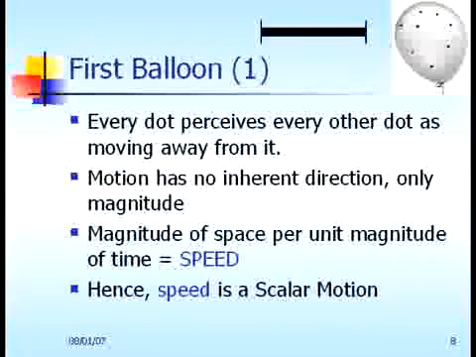Let's just describe the first balloon. Every dot perceives every other dot as moving away from it. Motion has no inherent direction, only magnitude, as we noticed. And magnitude of space per unit magnitude of time is what we call a speed. Hence, speed is a scalar motion.